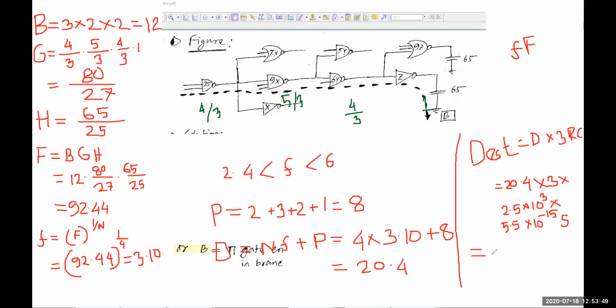So if we calculate in our calculator, the value will be 20.4 into 3 into 2.5 into 10 to the power 3 into 5.5 into 10 to the power minus 15. So your value is 8.415 into 10 to the power minus 10. This is a problem, because you cannot directly convert 10 to the power minus 10 into nanosecond or picosecond. So you can click the ENG button of your calculator.